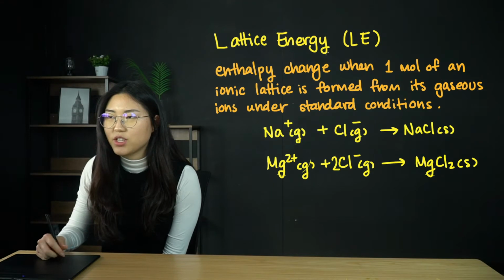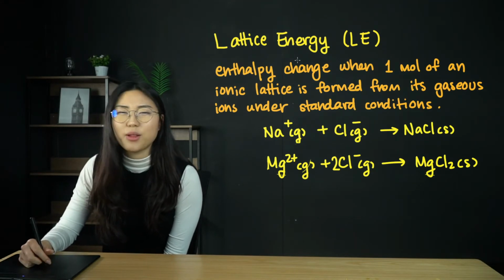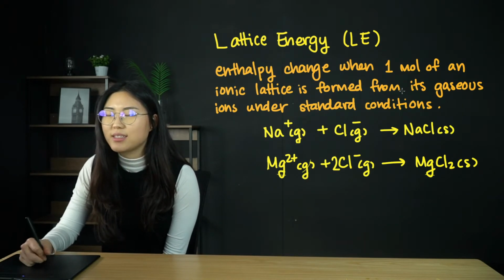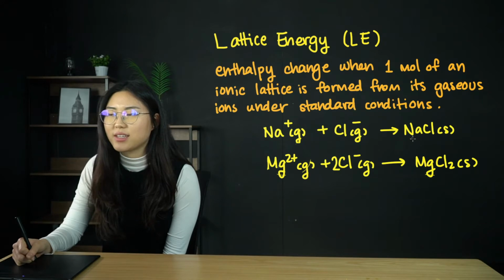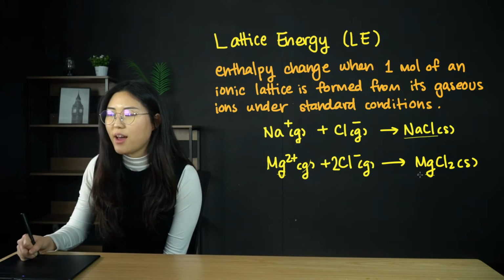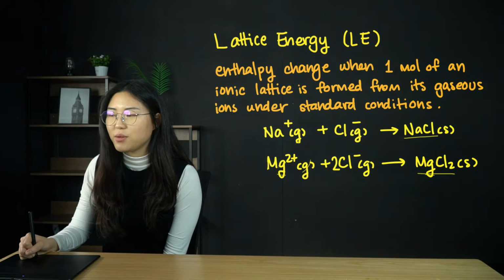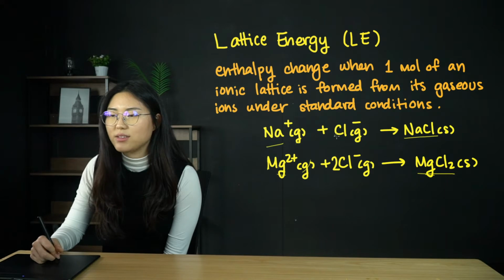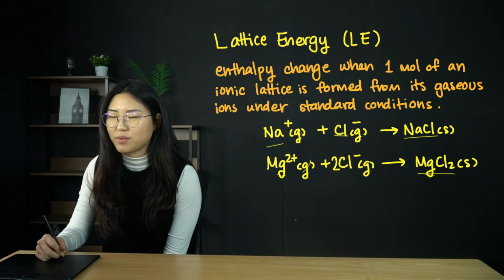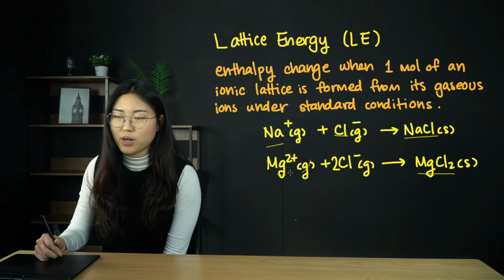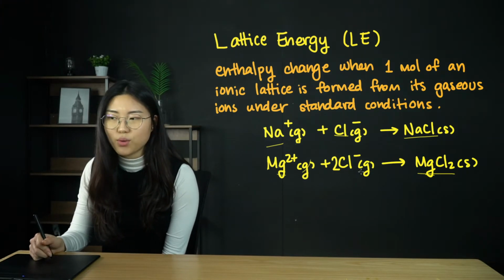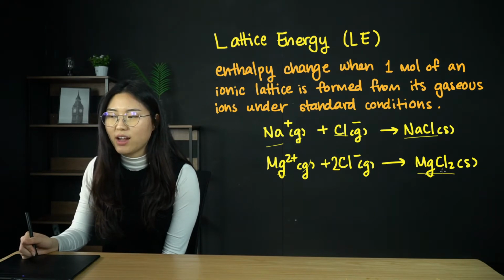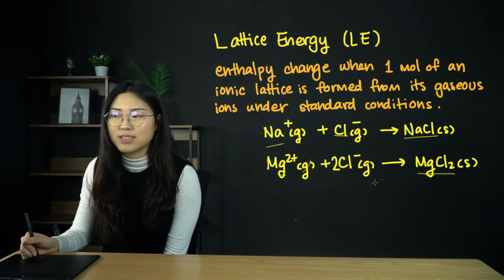Now the next definition, lattice energy or lattice enthalpy. This is the enthalpy change when 1 mole of an ionic lattice is formed from its gaseous ions under standard conditions. Over here we have sodium chloride and magnesium chloride as our ionic lattices, and we have the gaseous ions that form the ionic lattice. So sodium ions and chloride ions. Over here we have the magnesium ion, and we have 2 chloride ions, right? Because the ratio between Mg and Cl in a magnesium chloride ionic lattice is 1 to 2.